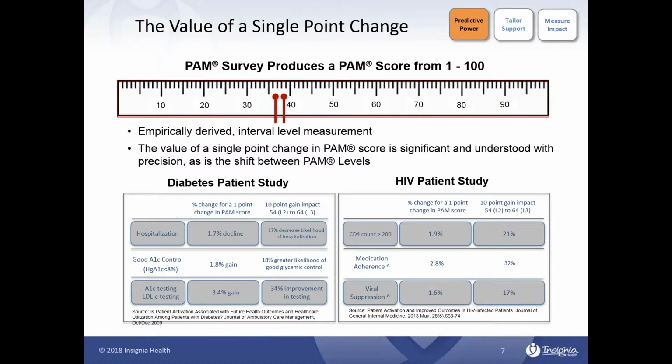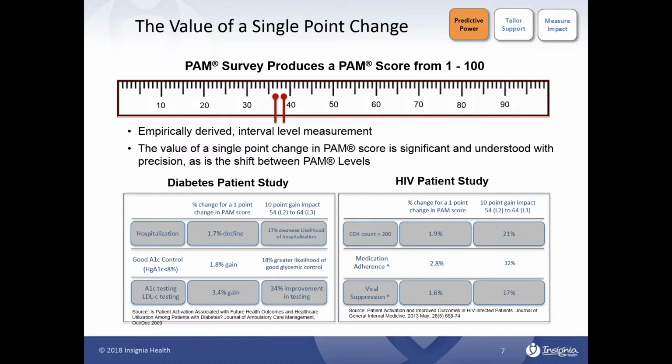There are hundreds of studies that describe this. You can see in this diabetes study that a 1% change in a PAM score resulted in a 1.7% decline in hospitalisation and a 3.4% gain in A1C testing and LDL-C testing. On average, people who are lower activated will move about 10 points. So we can expect a 17% likelihood decrease of hospitalisation in those in the diabetic study.